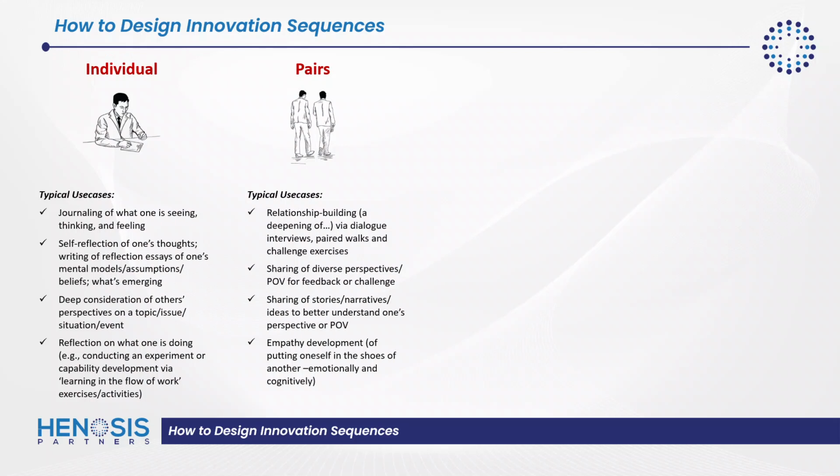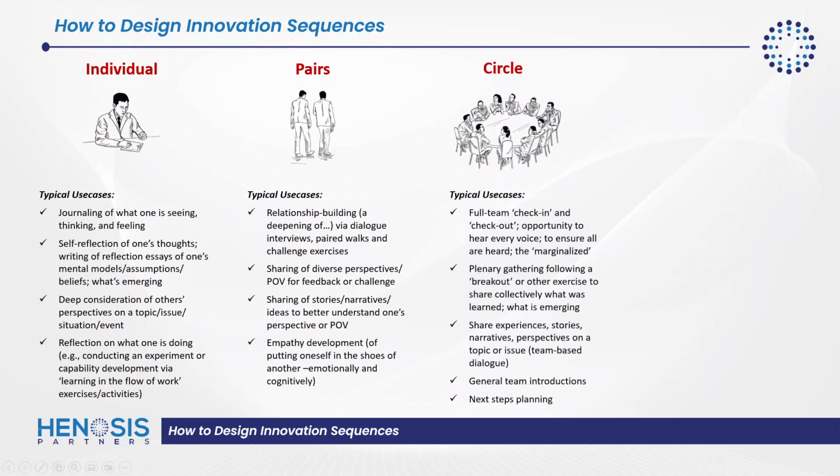We design in these types of activities to get people to share their diverse perspectives and points of view for feedback and possible challenge. It's an opportunity for individuals to share their stories, their narratives, their ideas, to better understand one's perspective or point of view. And it's also an opportunity for individuals to put themselves into the shoes of another, to empathize with others both emotionally and cognitively. As mentioned, circle activities are very common in an end-to-end innovation sequence.